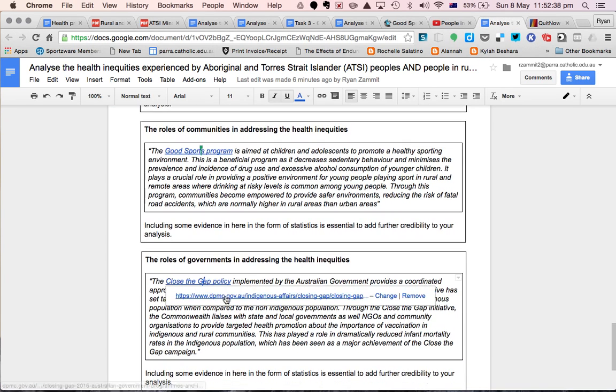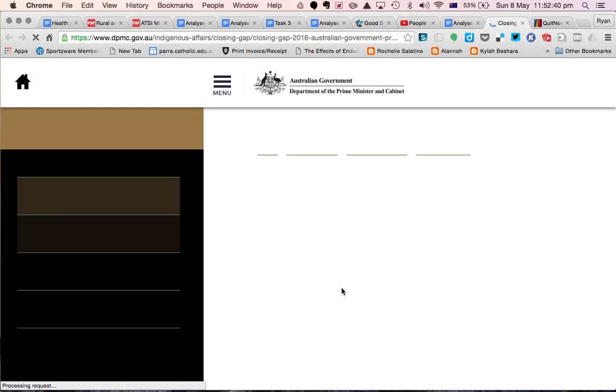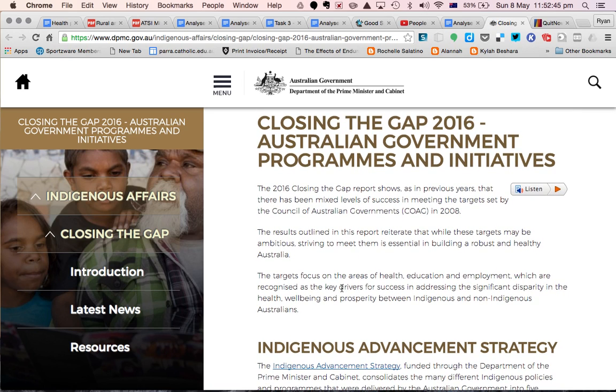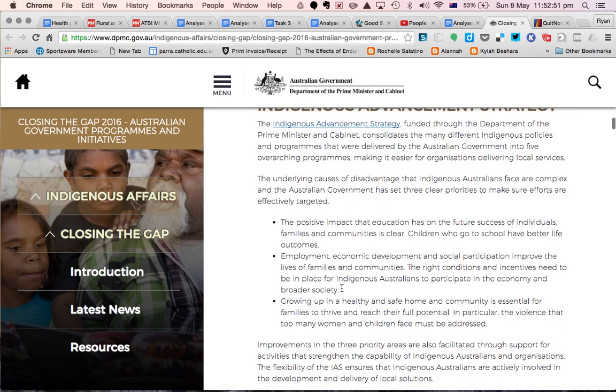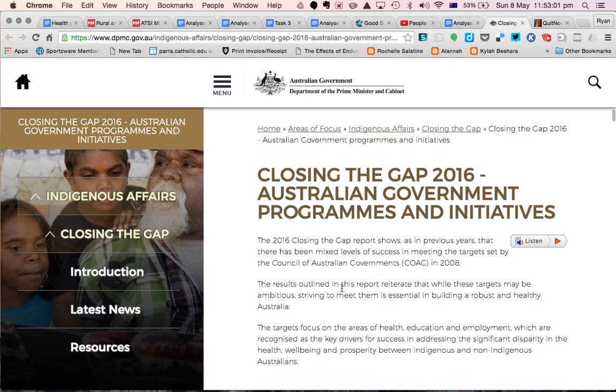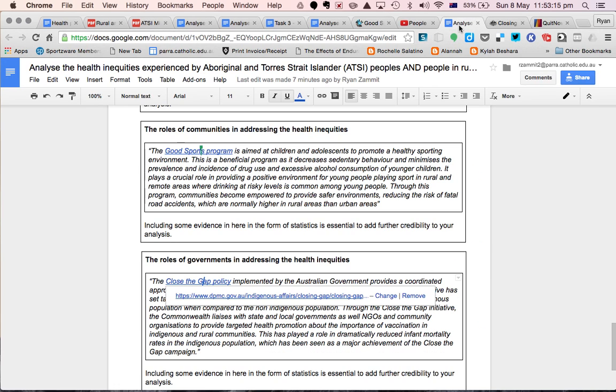And then you've got the Close the Gap policy, which is a really important one, which I would expect people to be making reference to in their assessment. What is Close the Gap? It's the Australian government's plan for reducing the health inequity for Indigenous communities. It's focused on all of those measures: life expectancy, infant mortality, education, Year 12 attainment, etc. And the government coordinates this. It works with local and state governments. It works with community groups to try and encourage better health for Indigenous communities.